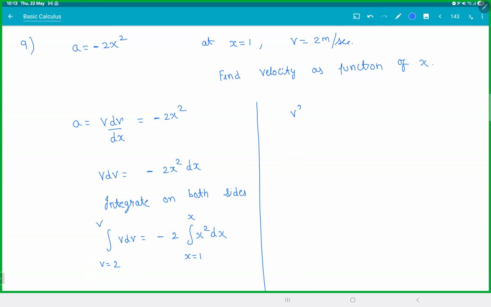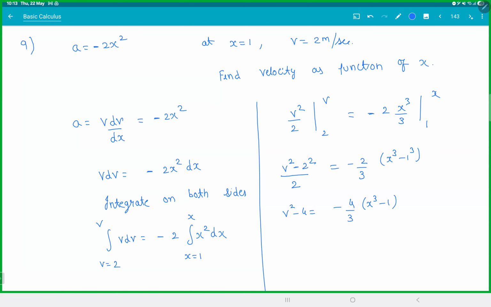So this will be v square by 2. Limits will go from 2 to v. This will be minus 2, that will be x cubed by 3. Limits will go from 1 to x. This will be v square minus 2 square by 2 is minus 2 by 3 times x cube minus 1 cube. So this will be v square minus 4. That 2 will go that side. It will be 4 by 3 times x cube minus 1.